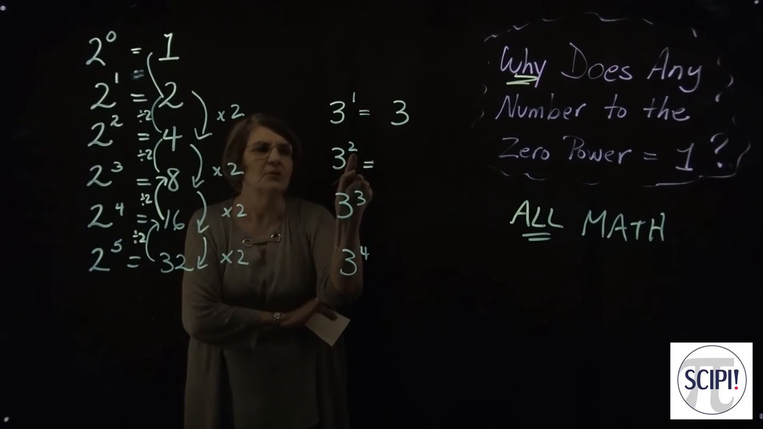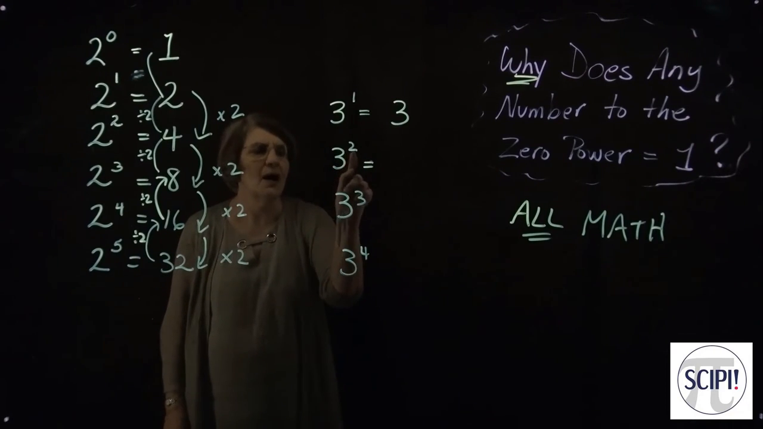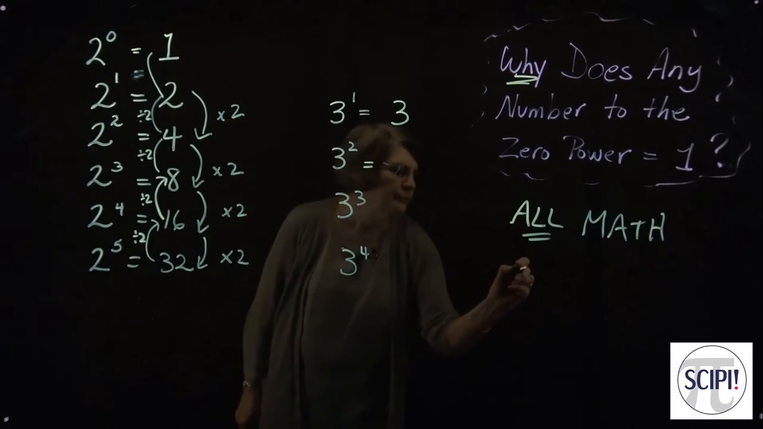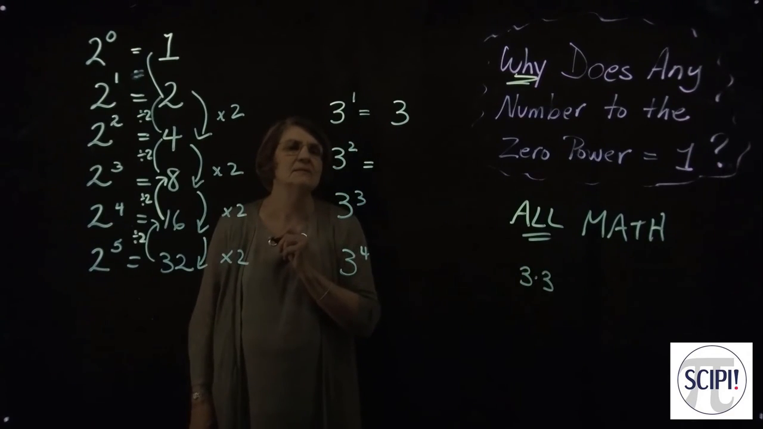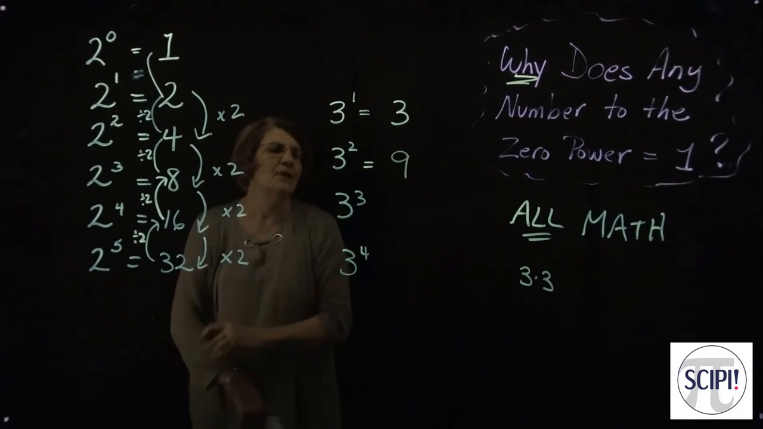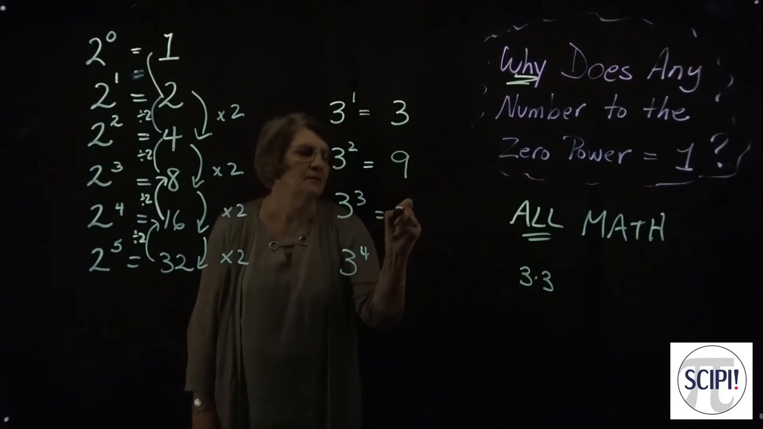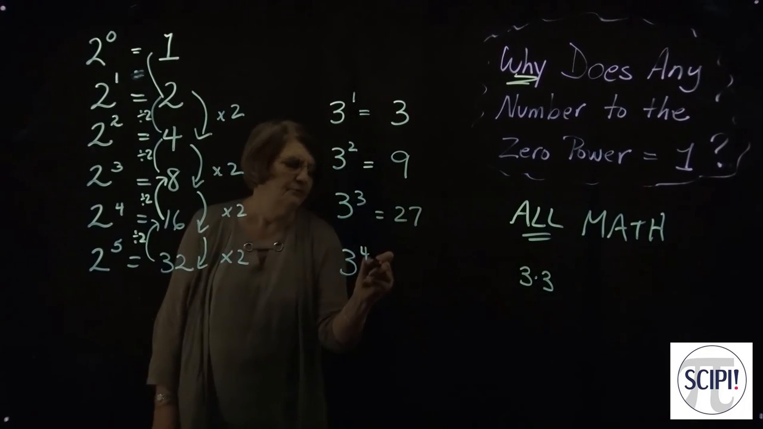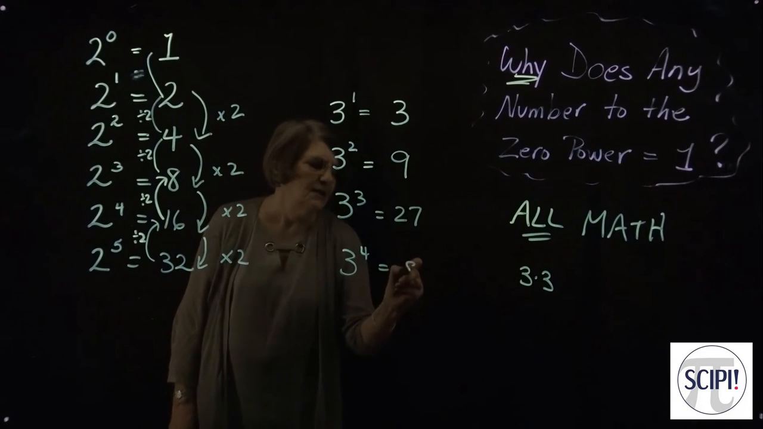What does that exponent mean? That means multiply 3 by itself twice, or 3 times 3, right? So what is that going to give me? 9. How about 3 cubed? That's 3 times 3 times 3, 27. And 3 to the 4th, 3 times 3 times 3 times 3, 81.